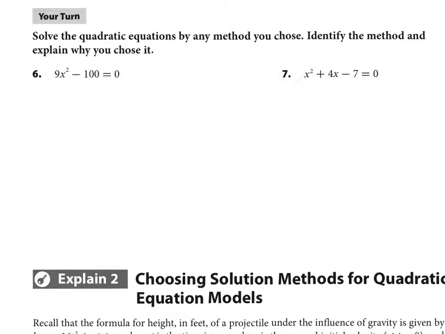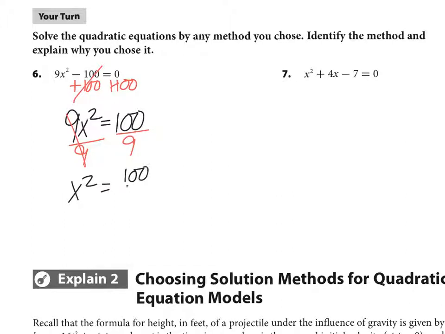Okay, so in this first example here, because I only have an x squared, there is no x term here. Then here I'm going to do the square root method. So remember, in the square root method, first thing we have to do is get x squared by itself. So I'm going to add 100. So that leaves 9x squared equals 100. Then I have to divide both sides by 9. So then I end up with x squared is 100 over 9.